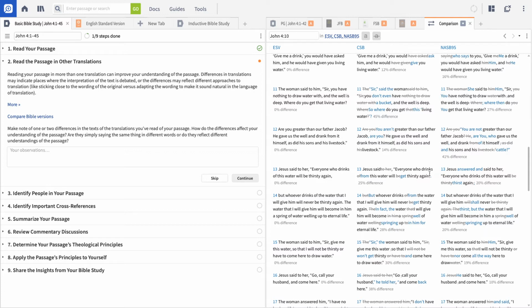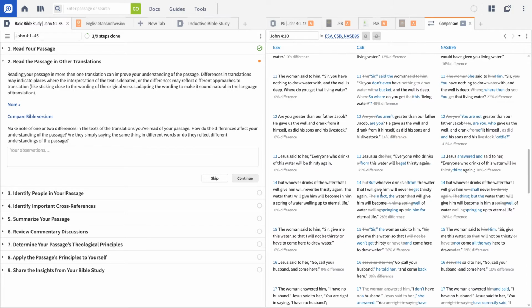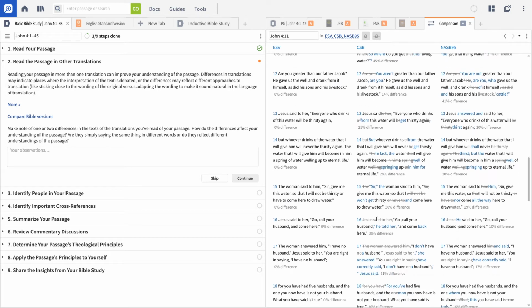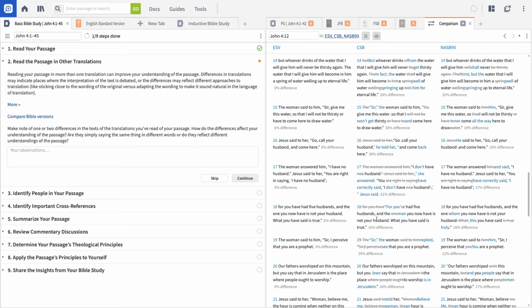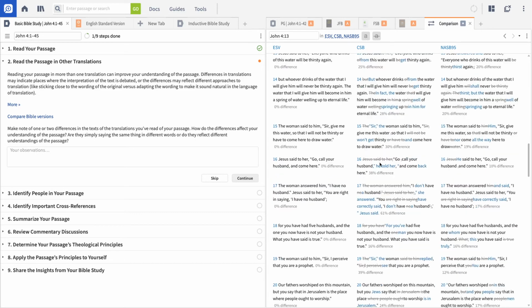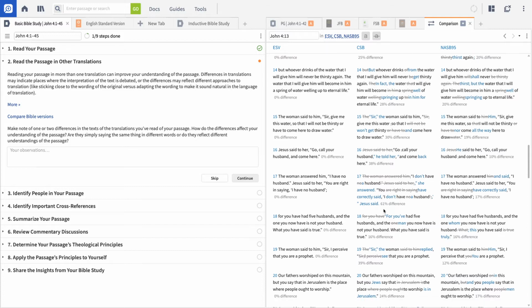Jesus answered and said to her, everyone who drinks this water will be thirsty again. But whoever drinks from the water that I will give him will never get thirsty. Yeah, I'm gonna start just... Oh, here we go. 60... Wait, where did it go? Here we go. 61%. I'm gonna probably start skimming and just look for the difference numbers. It looks like mostly because it's just been restructured, but let's take a look. It's not much difference from NASB and ESV.